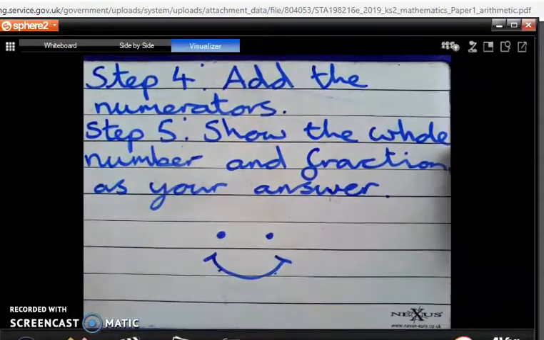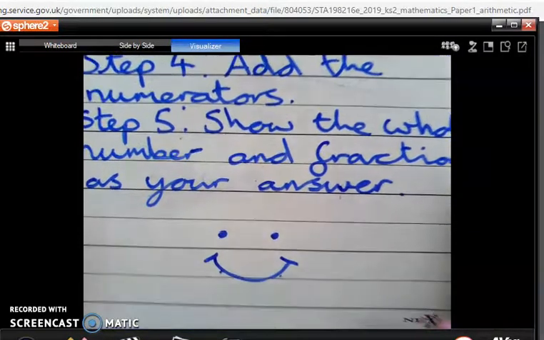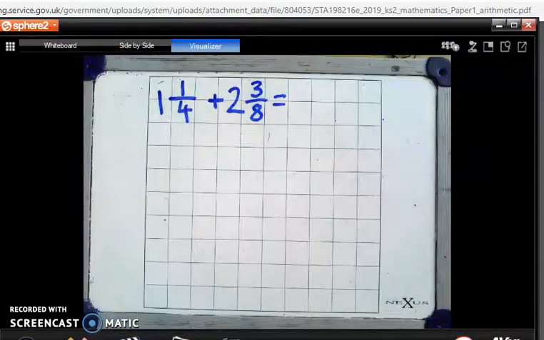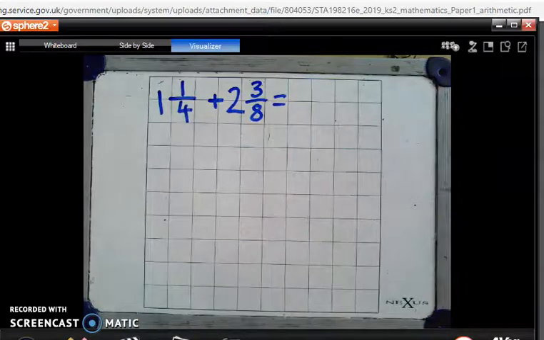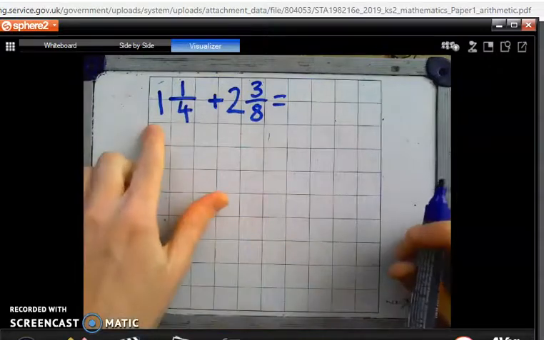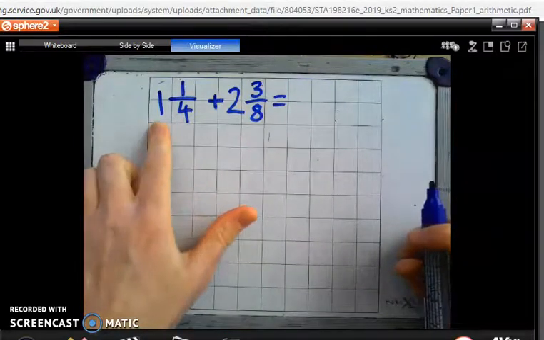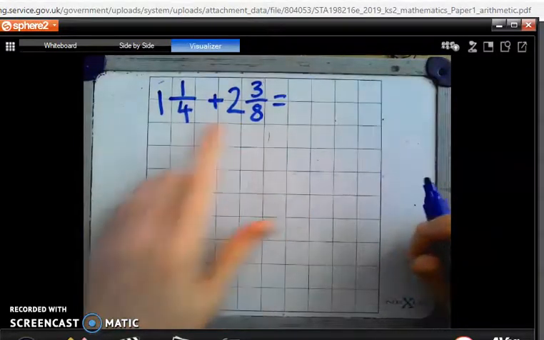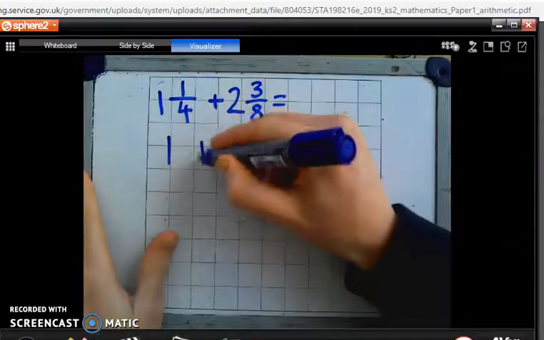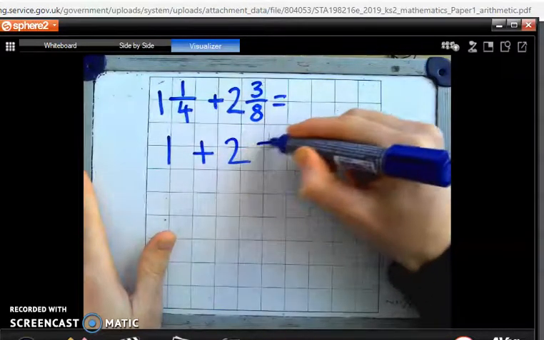Step 4, add the numerators together. Step 5, show the whole number and the fraction as your answer. Let's try those steps. So, step 1, add the whole numbers together. 1 plus 2 is 3.